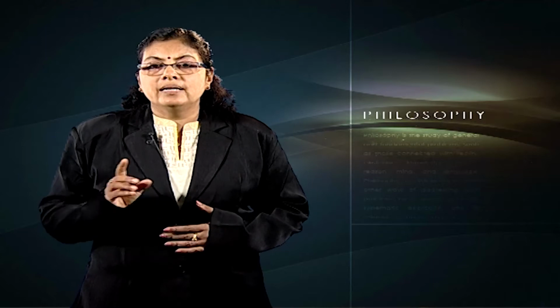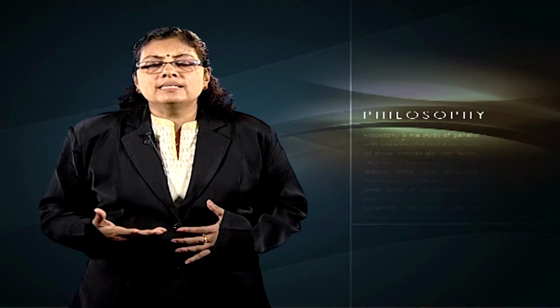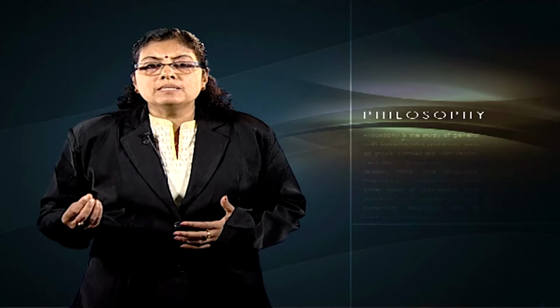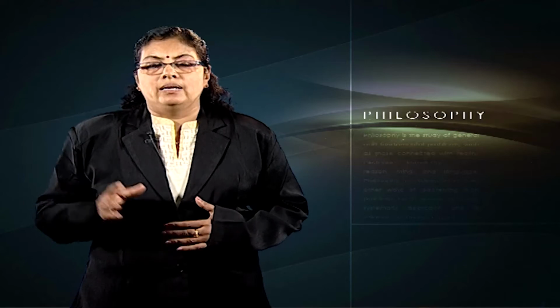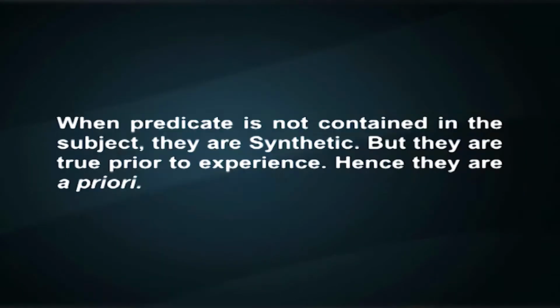The geometric truth, the straight line between 2 points is the shortest, is also synthetic but a priori in the same way. From natural science, statements such as when bodies make other bodies move, action and reaction must always be equal, are shown by him as examples of synthetic but a priori judgments. Just as we mentioned, the predicate is not contained in the subject, hence they are synthetic, but they are true prior to experience, hence they are a priori.